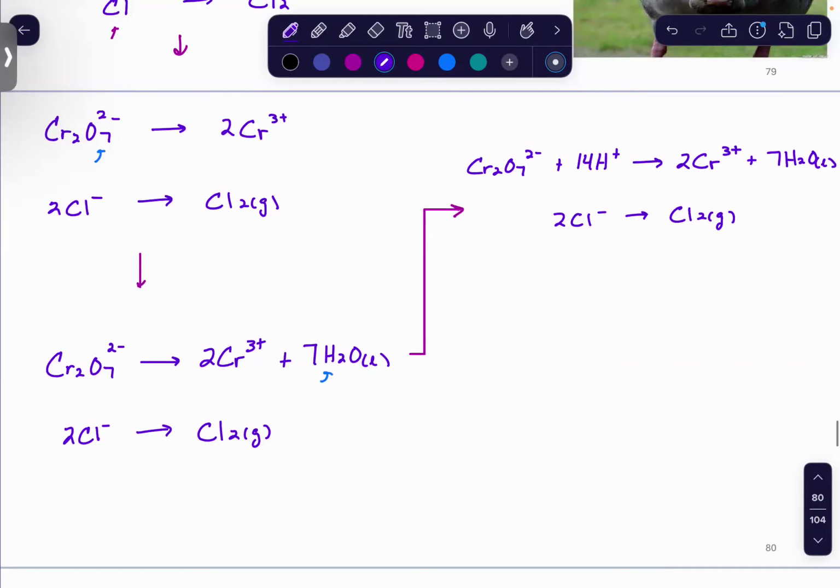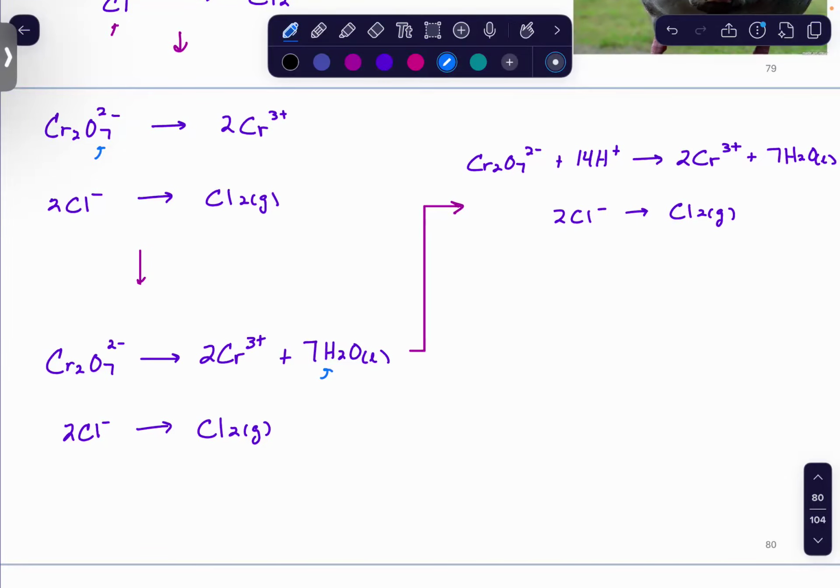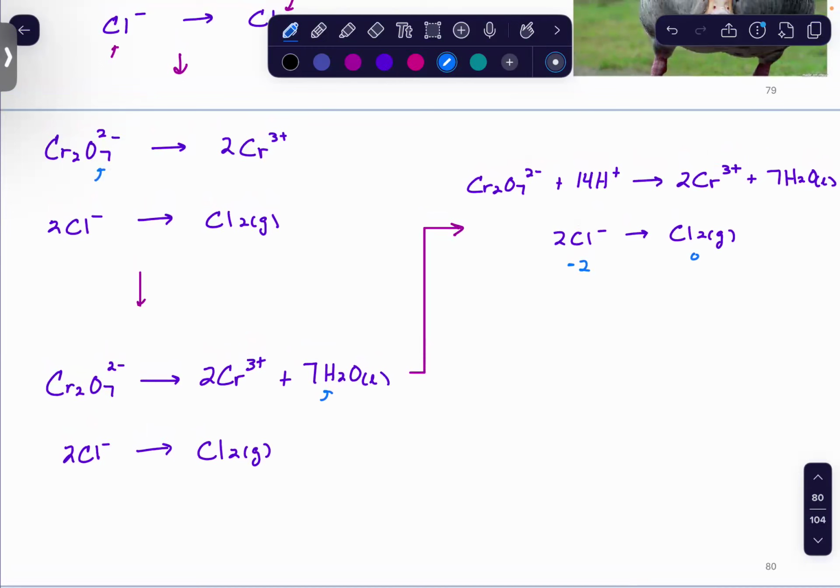Okay. So now I'm going to need to use electrons to balance charges. Let's see what we have. My chlorine equation, well, the chlorine gas is a charge of 0. The two chlorides is a charge of -2. So each chloride is a -1. Okay, so my chromium equation, waters are neutral. And then the two chromium 3s is going to give me a +6 on that side. And then I have +14 from the hydrogens and -2, +12 overall.